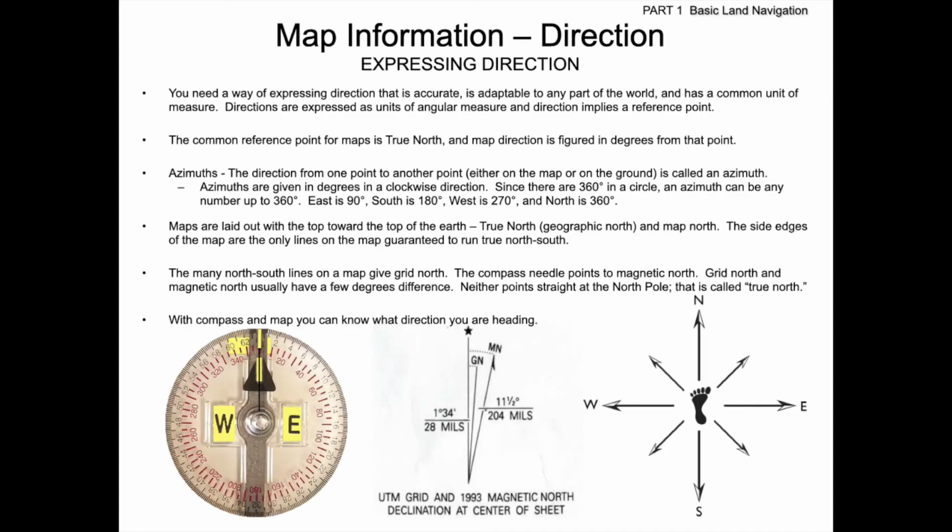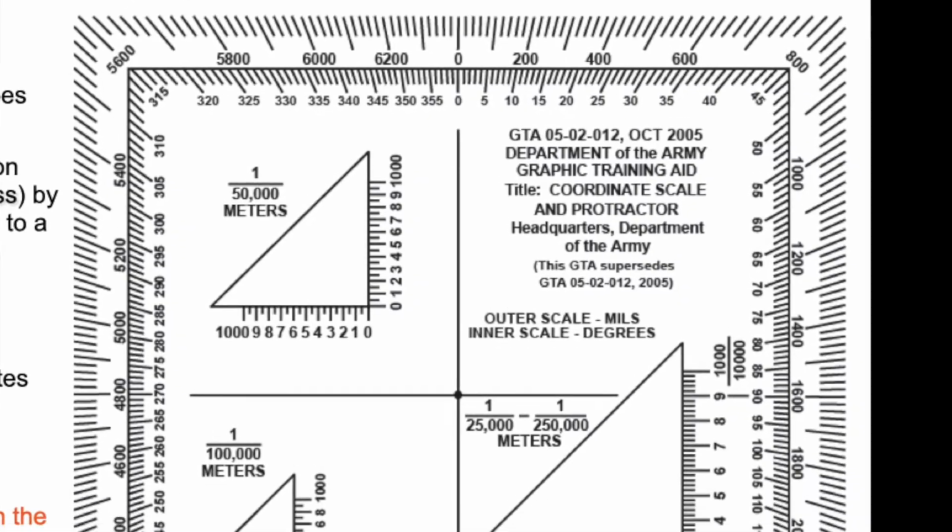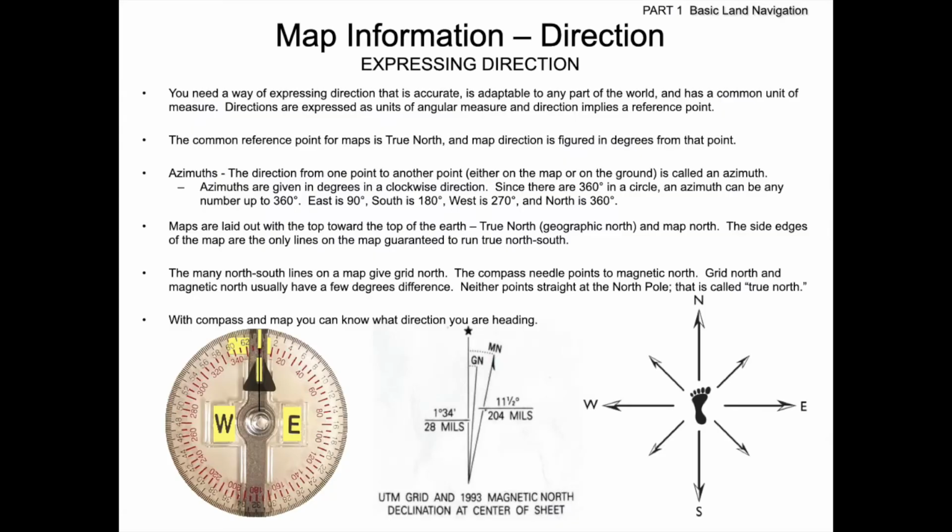With compass and map, you can know what direction you're heading. That's the whole point. Down in the middle, that's going to be your declination diagram. That's one of the big keys that you need to look at prior to stepping off on any sort of trip. You need to understand what the GM angle is, right? And that'll help you convert between the azimuths that you get from the map, with a protractor maybe, and the azimuth that you get from your compass.